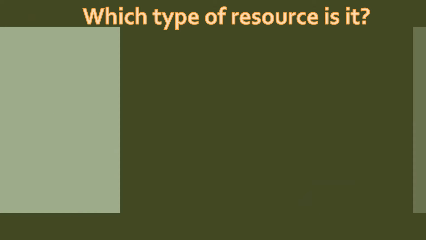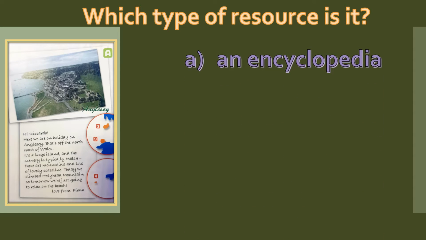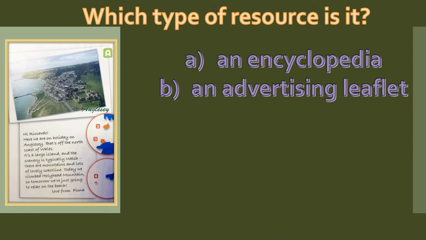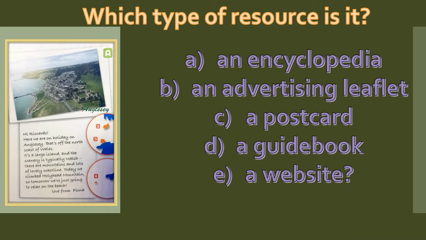Let's have some practice. Look at the texts quickly. Which type of resource is it? An encyclopedia, an advertising leaflet, a postcard, a guidebook, or a website? Yes, you're right. It's a postcard.